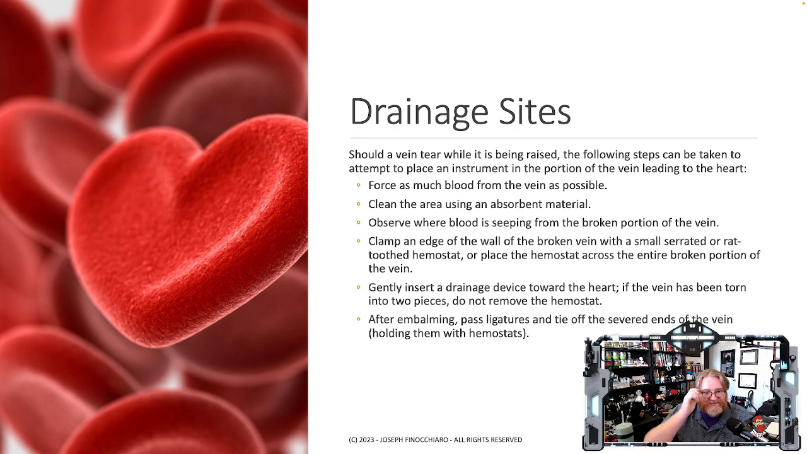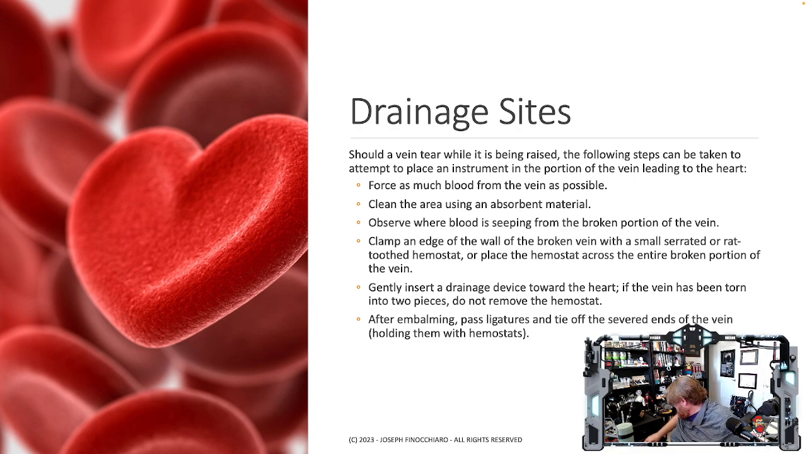Observe where the blood is seeping from the broken portion of the vein. Clamp an edge of the wall of the broken vein with a small serrated or rat-tooth hemostat, or place the hemostat across the entire broken portion of the vein. Gently insert a drainage device towards the heart. If the vein has been torn into two pieces, do not remove the hemostat. After embalming, ligate.